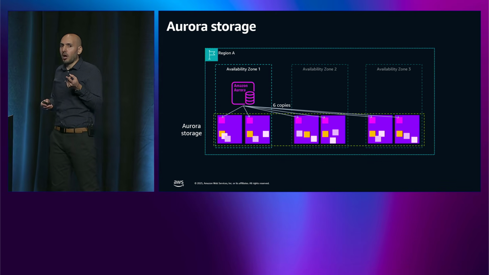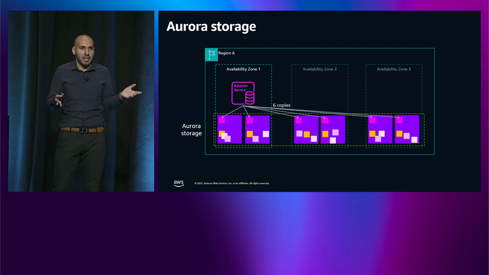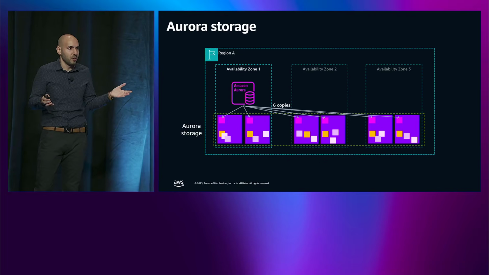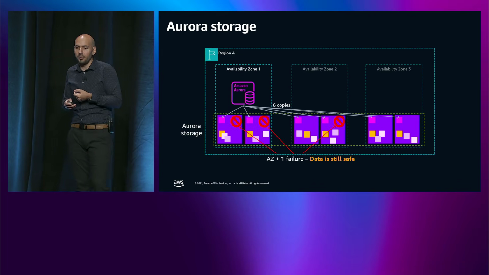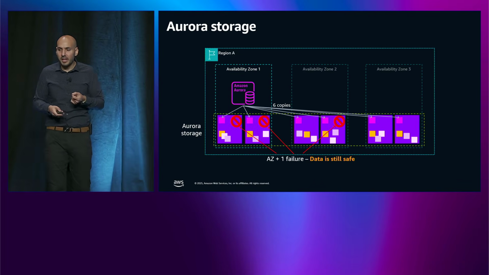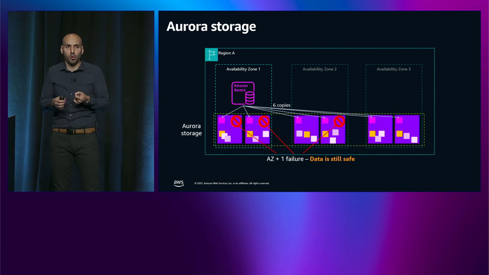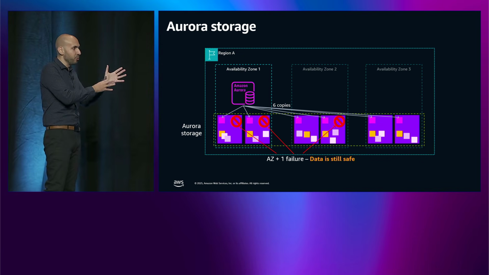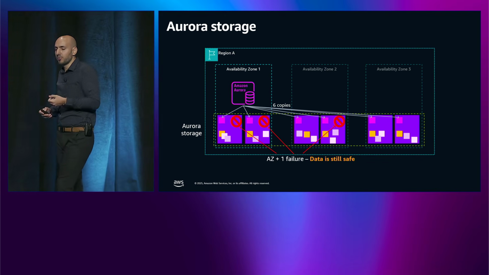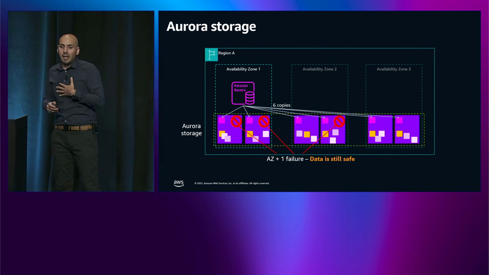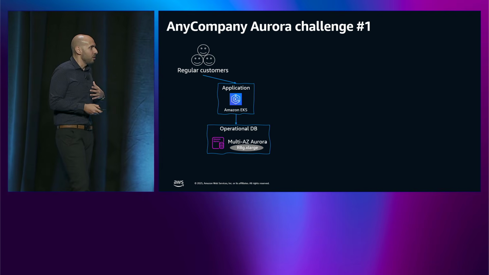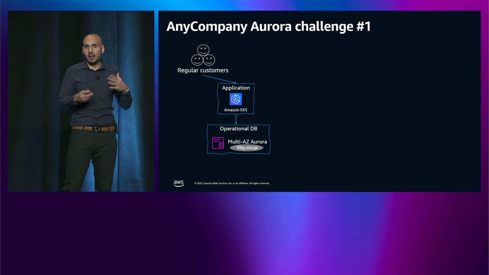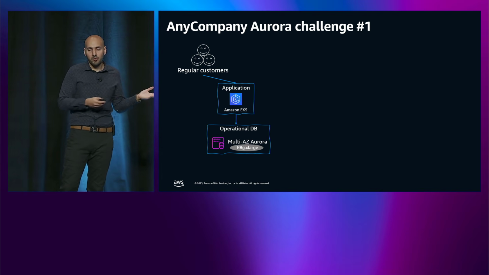But you only pay for 1 copy. So you don't really care about the fact that we store 6 copies of the data. You only pay for 1 copy. This means that Aurora can handle the unavailability of storage in an entire availability zone plus 1 more storage node. And that's one of the key features with Aurora. But how does that impact performance and cost? Let's explore this by using some challenges like we did before.